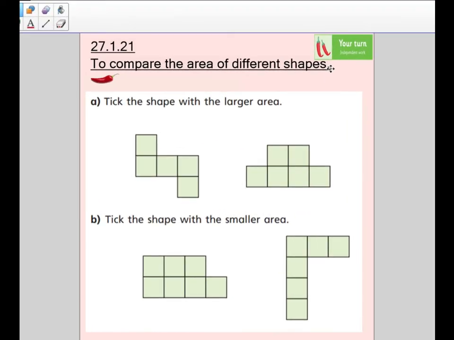Now it's your turn. Remember to only do 1 chilli's worth of work, depending on how you've got on with the lesson today. This is suitable for chilli 1. It says tick the shape with the larger area. And B, can you tick the shape with the smaller area? Pause the video and have a go now.